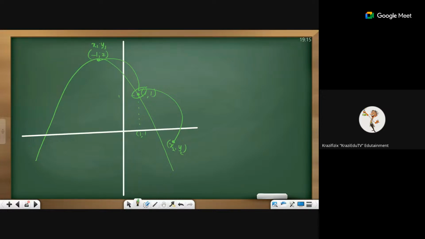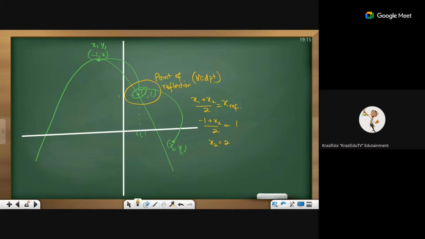This is the point of reflection. What does that mean? What is the point of reflection? It is the midpoint. How do you get x and y? x1 plus x2 over 2 is equal to the x point of reflection. Do I know my x1? Do I know my x2? No. Do I know my x point of reflection? What is it? 1.